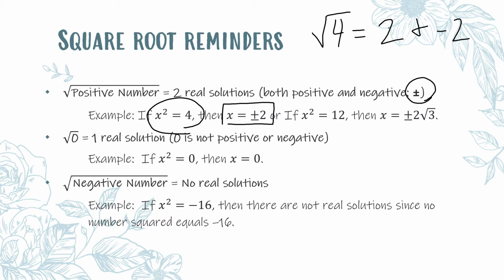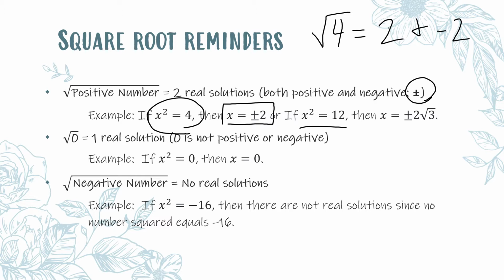And the same thing applies if it's not a perfect square. So if I say x squared equals 12, and we're trying to find x, if I take the square root of that positive number 12, then I'm going to get two answers after I simplify it, both positive 2 root 3 and negative 2 root 3.